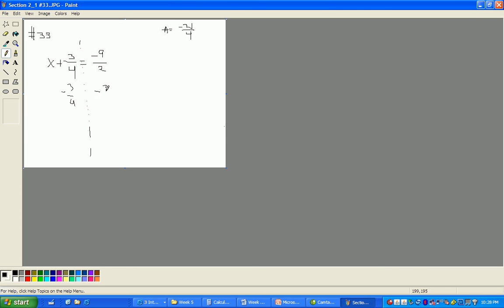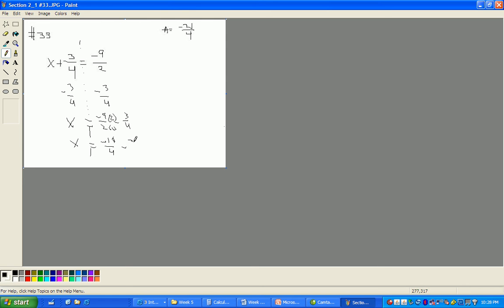So x plus 3/4 minus 3/4 is just x, is equal to negative 9/2 minus 3/4. When we subtract fractions, we have to find a common denominator. The common denominator here is going to be 4. So x is equal to, we multiply both of these top and bottom by 2. Negative 9 times 2 is negative 18 over 4, minus 3/4.